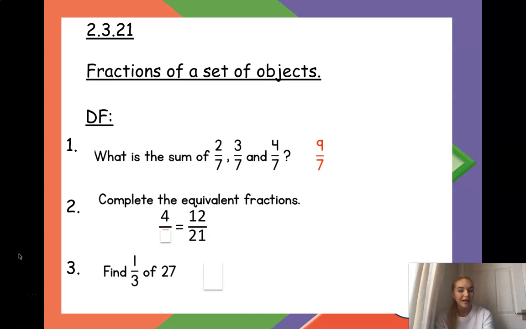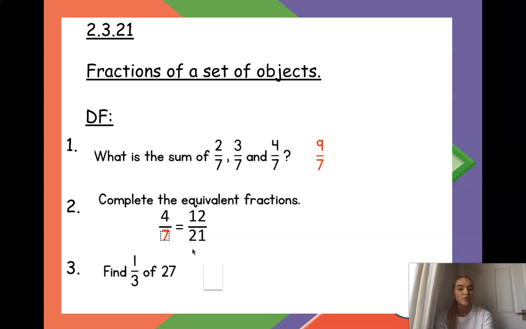Number 2, complete the equivalent fractions. We can see, how do we get from 4 to 12? What do we have to multiply it by? We have to multiply it by 3, which means to find the denominator of the first fraction, we have to divide 27 by 3, so 21 by 3, which gives us 7.